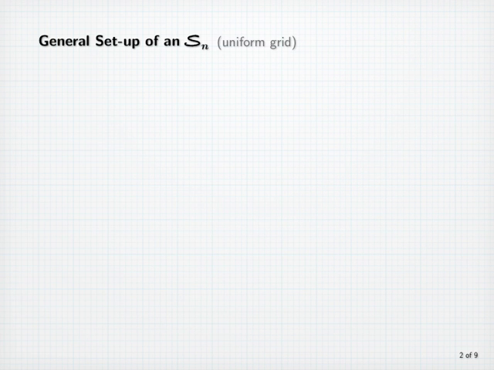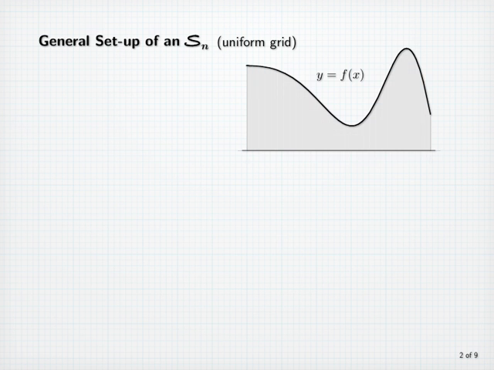We'll now describe the general setup of an approximation using n rectangles and a uniform grid. By that we mean all of our rectangles will have the same width. So again, suppose we have a function that's greater than or equal to 0 on the interval [a, b]. The first thing we'll do is divide up the interval [a, b] into n subintervals with endpoints x0, x1, x2, x3, and so forth up to xn, where x0 is equal to a, the left endpoint, and xn equals b, the right endpoint. So we have n subintervals.